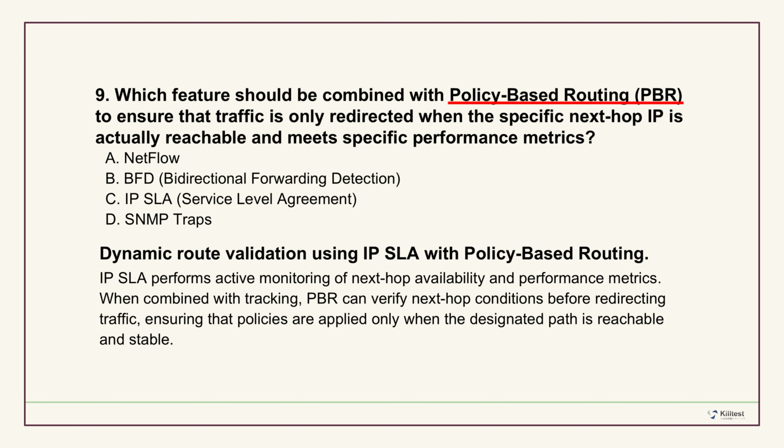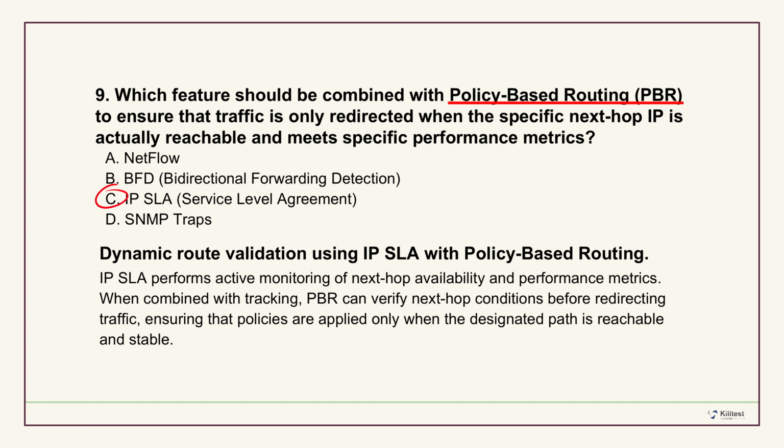Policy-based routing, or PBR. PBR is powerful. It lets you override the routing table, push specific traffic to a firewall or whatever. But PBR is static, and that's a major weakness. Oh, it's a huge weakness. A static policy pointing to a next hop IP that suddenly fails just creates a black hole. Traffic just gets sent off to nowhere because the PBR policy has no clue that the link is down. To make PBR intelligent and reliable, you have to integrate it with IPSLA.